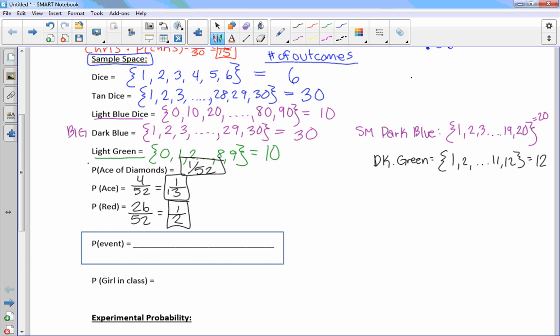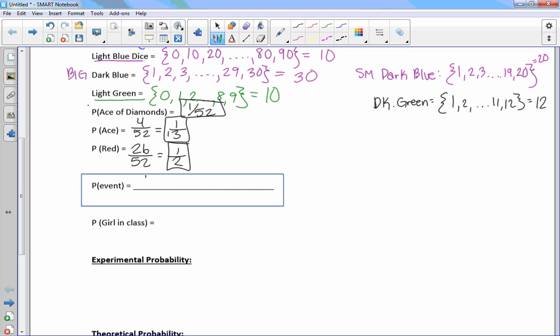So, we already wrote down that it's the number of favorable outcomes divided by the number of total possible outcomes. The number of favorable divided by the total number of possible outcomes. So we know we have 30 students in the class, including Andrea, who's now back. What's the probability that I picked a girl at random?